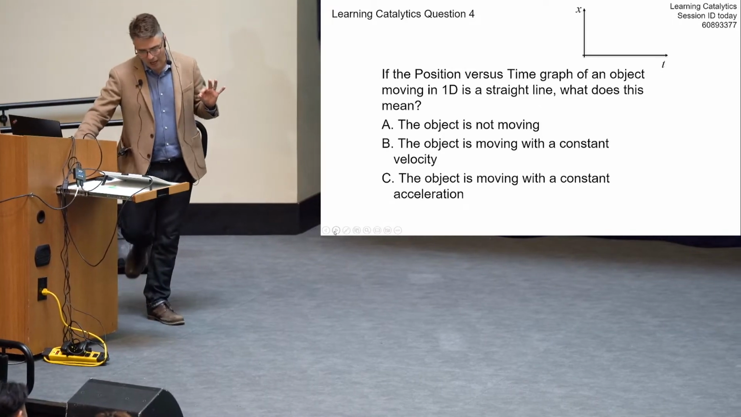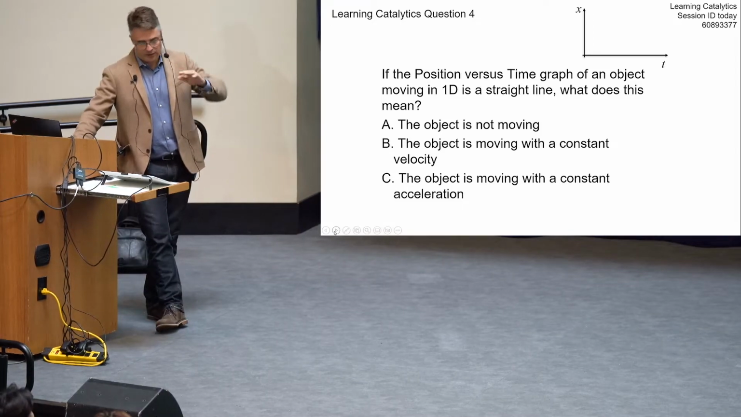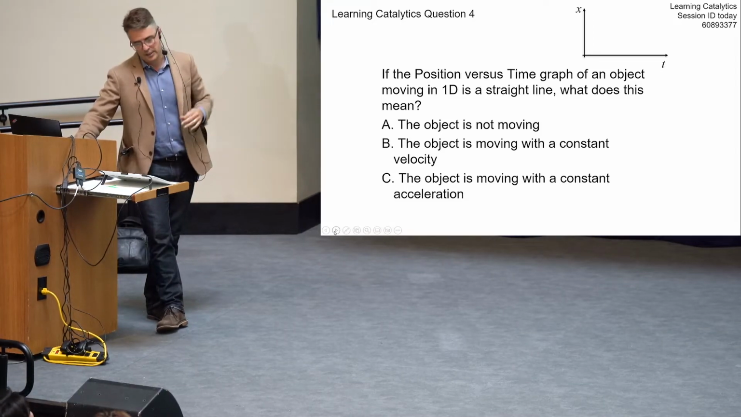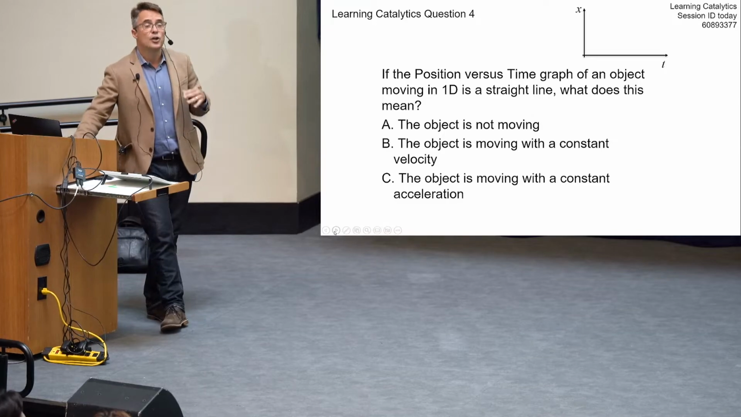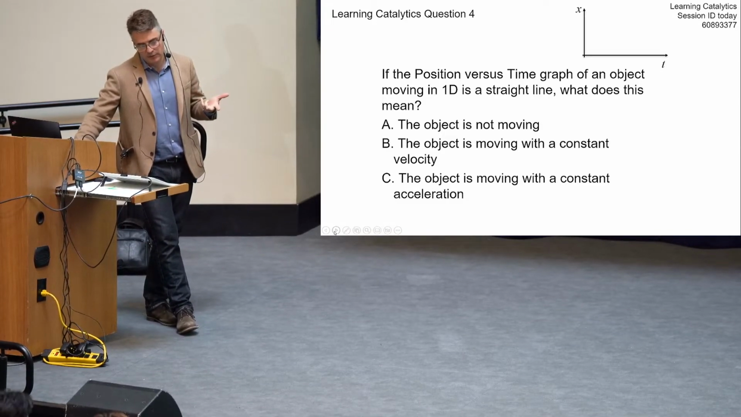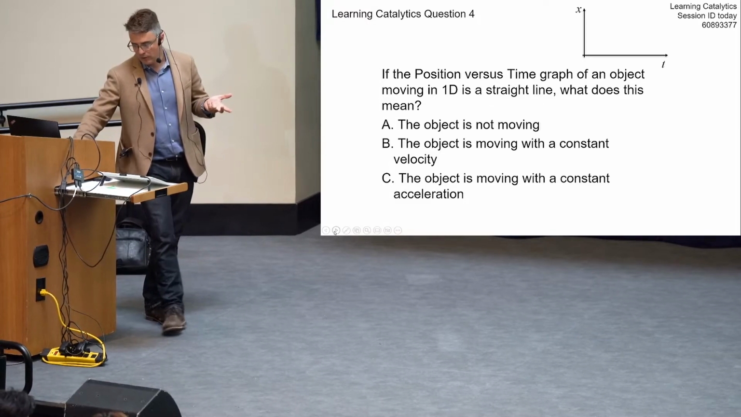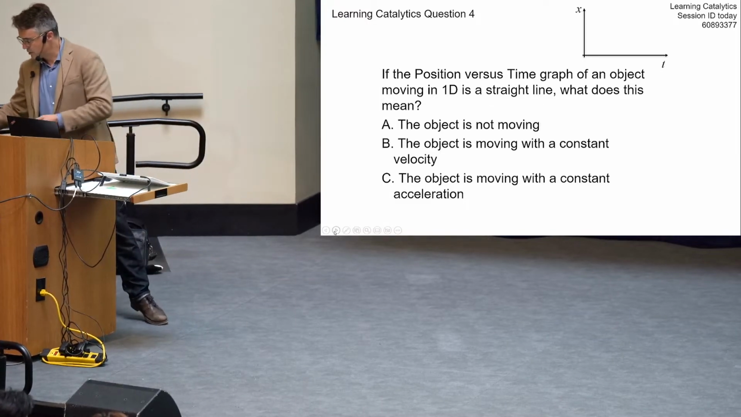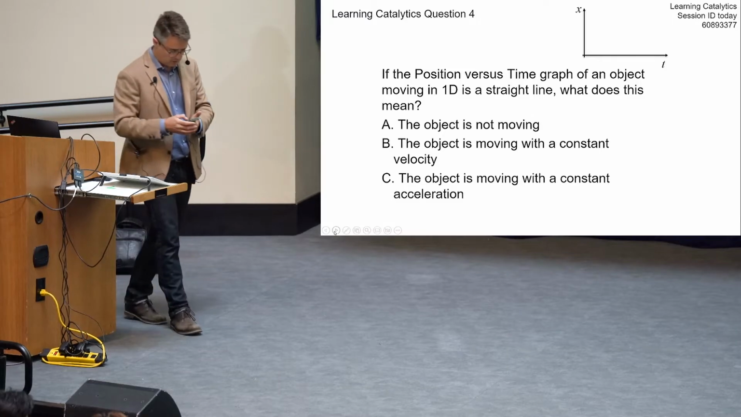If the position versus time graph of an object moving in one dimension, so like along the x-axis or something, is a straight line, what does this mean? A, the object's not moving, B, the object's moving with a constant velocity, or C, the object's moving with constant acceleration. I'll give you 1 minute to discuss this.